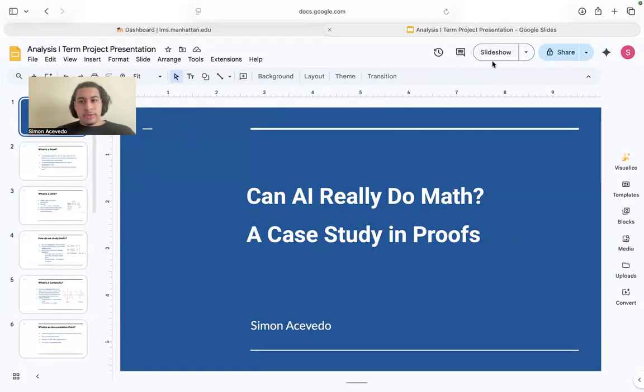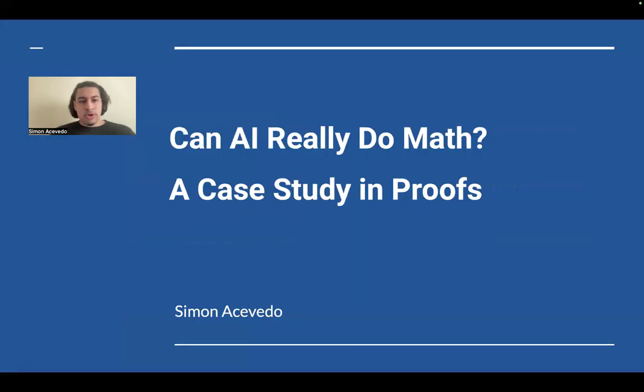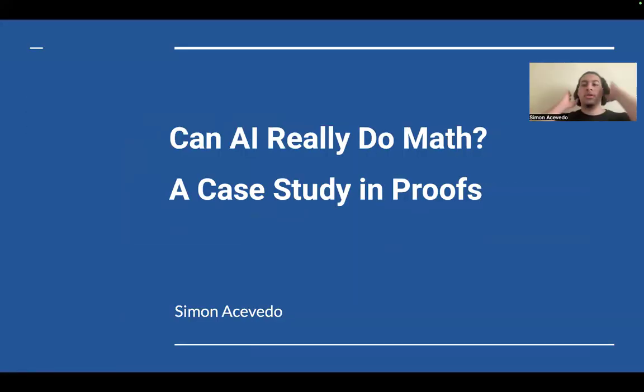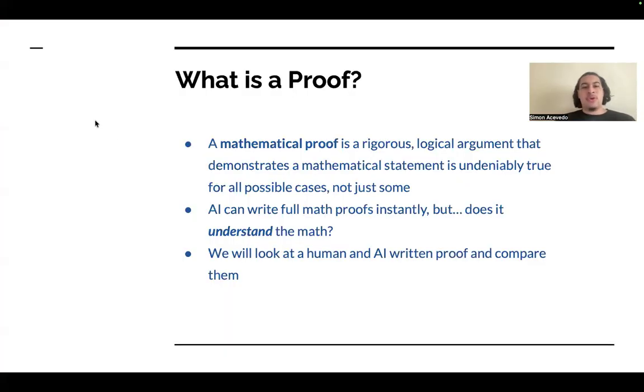So, today we are going to look at this case study. Can AI really do math? Case study in proofs. So, first of all, what is a proof, right? Well, a mathematical proof is a rigorous logical argument that demonstrates a mathematical statement is undeniably true for all possible cases, not just some.